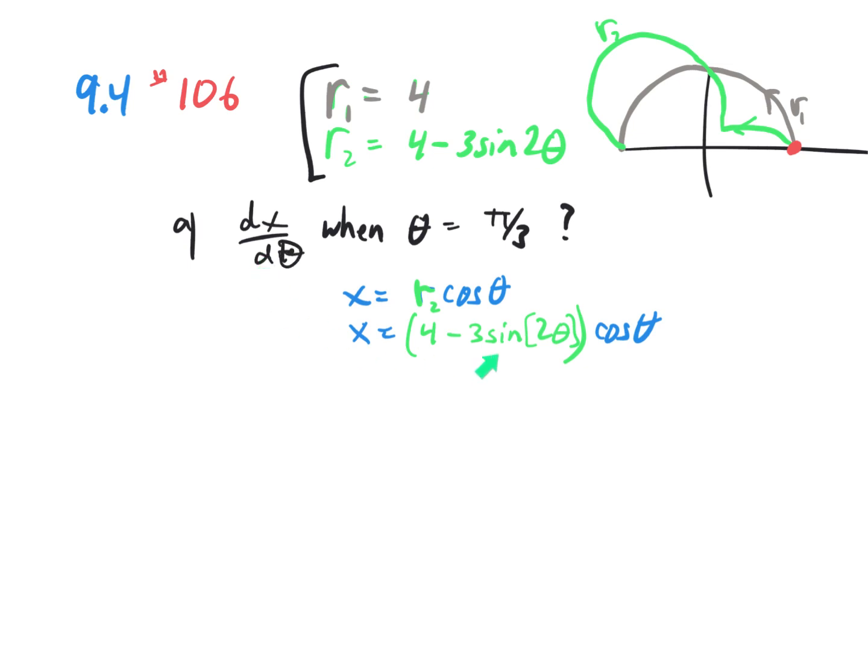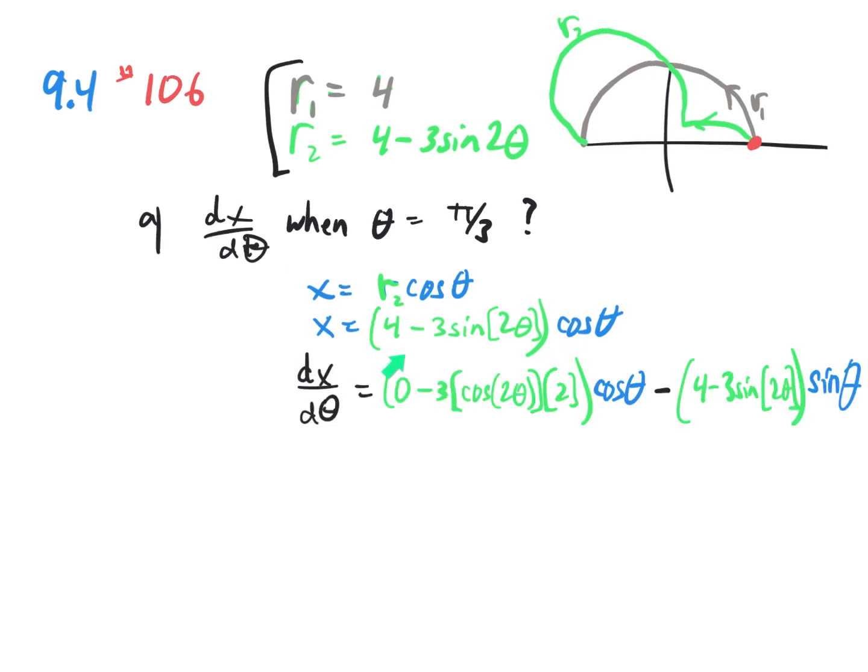dx/dθ will just be the derivative of this function with respect to theta. So we'll have to use the product rule where the green function is being multiplied by the blue function. Using the product rule, the derivative of the green times the blue plus the derivative of the blue, which is a negative sine of theta, times the green.